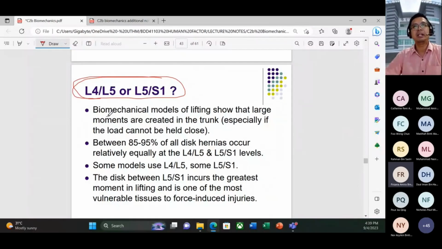Okay, so the biomechanical model of lifting shows that large moments are created in the trunk, especially when a load cannot be held close. Between 85% to 95% of all disc hernias occur relatively equally at the L4, L5 and L5 S1 levels. So some models use L4, L5, and another model uses L5 S1 in order to calculate biomechanical lower back pain, or LBP. The disc between L5 S1 incurs the greatest moment in lifting, so it is one of the most vulnerable tissues to force-induced injuries.